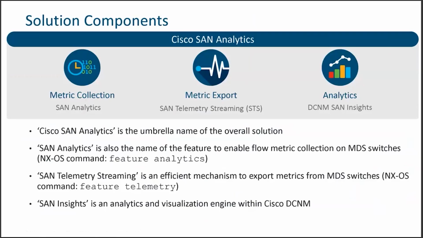And there's a separate feature called SAN telemetry streaming. Sometimes people call it STS, other names are streaming telemetry, or just the telemetry. Call it whatever you want. But this is a separate feature to export the metrics. And when you export the metrics, the question is where you're going to receive it. So from Cisco, we have DCNM, and within DCNM, we have an analytics engine, which we call SAN Insights. So these are 3 separate components.